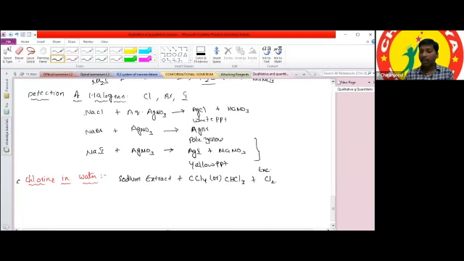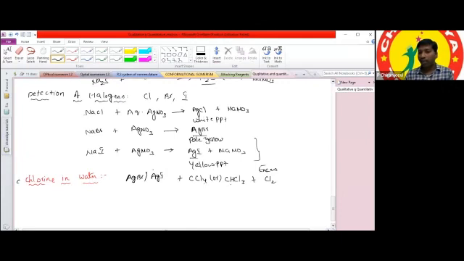Which one do we have to add? An excess amount of chlorine. It is a confirmation test, so we have to take silver bromide and silver iodide, whichever precipitate is formed. We take either silver bromide or silver iodide, and that precipitate dissolves in chloroform.